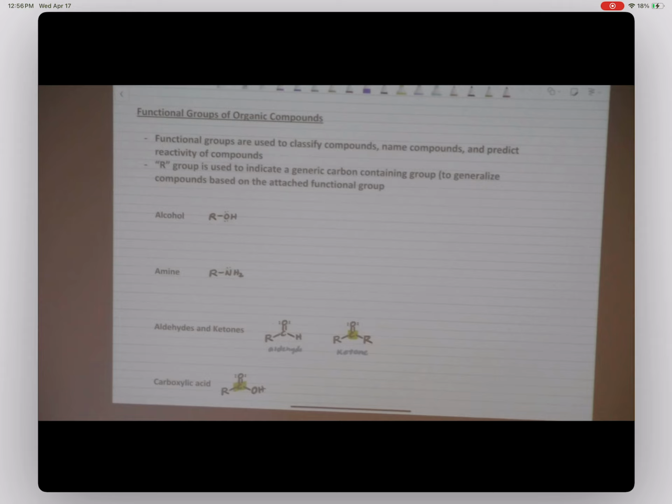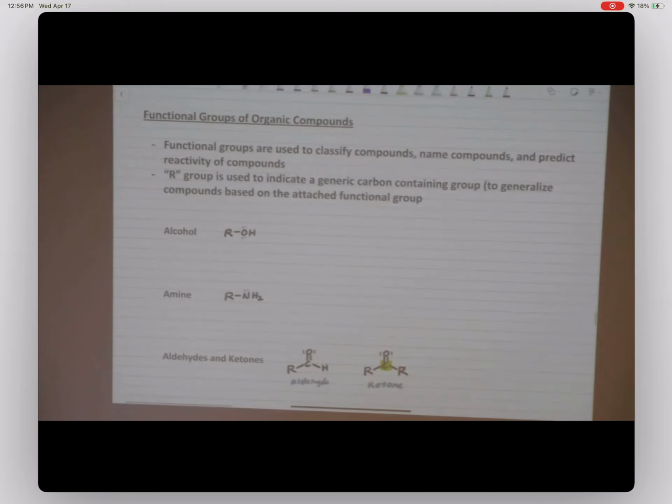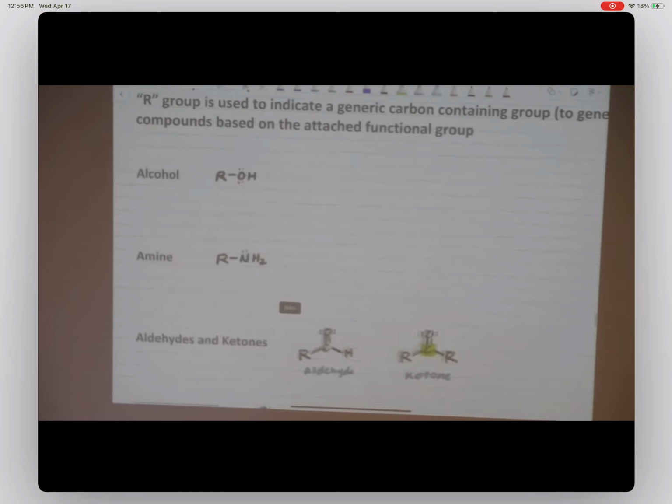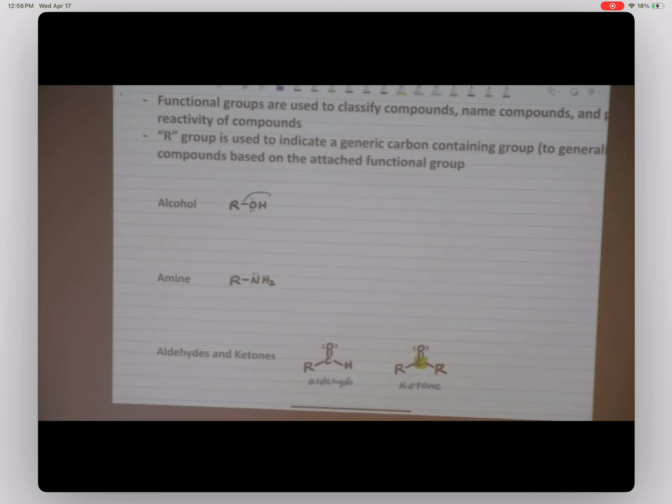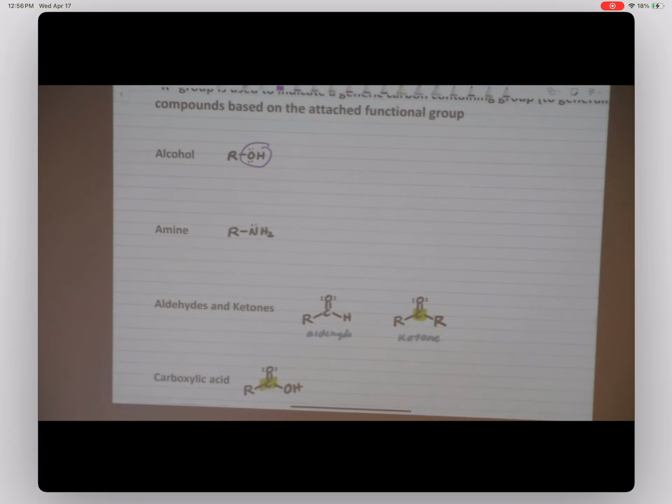And then you'll see that's how the rest of the book is organized when we get to reactions. Each chapter will be alcohols, and then it'll be carbonyls, and then it'll be amines. So they're all separated into chapters because the functional groups react similar to one another. So this R group is meant to signify a generic organic or carbon-containing unit. It could be anything. So if you have a carbon bonded to an OH group, this is an alcohol. Carbon bonded to a nitrogen is an amine.